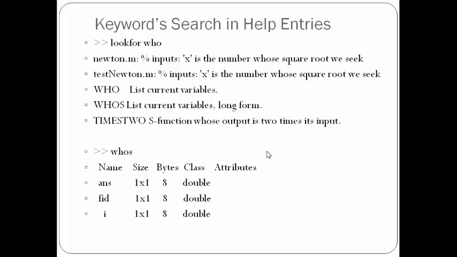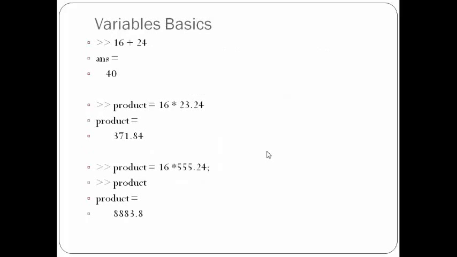Then if we type whos, the whos command will give us a list of current variables, but available in the long form, so we can know how large they are. For example, in the below, the whos command has been typed, and it gives us name, size, bytes, class, and attributes. Attributes in this case may be read, write, or executable.